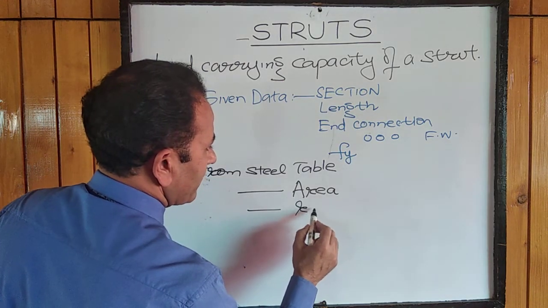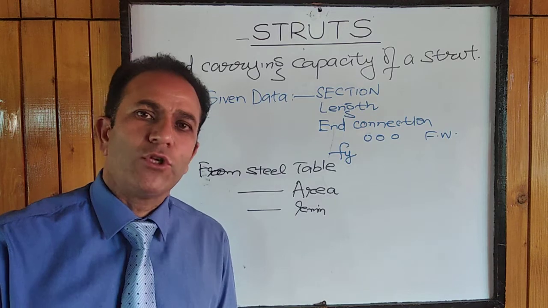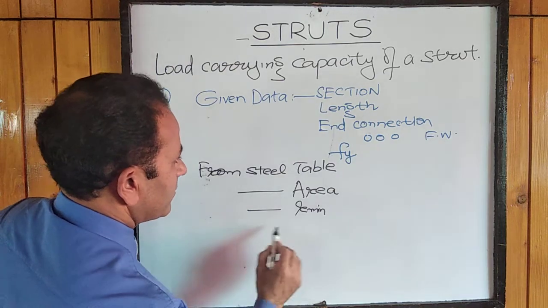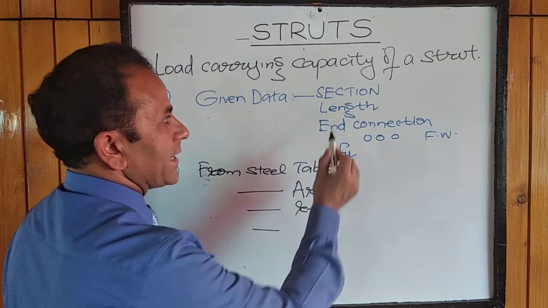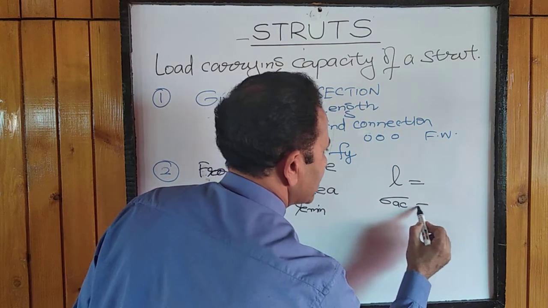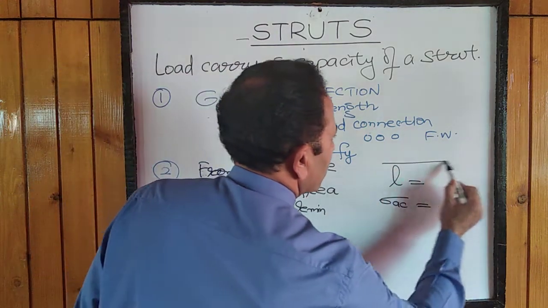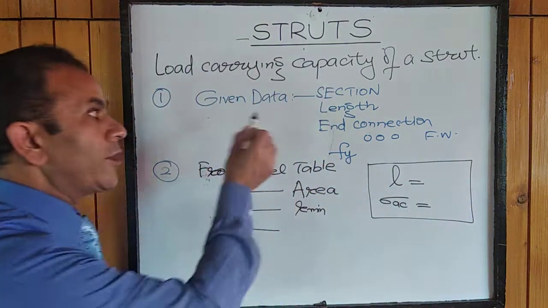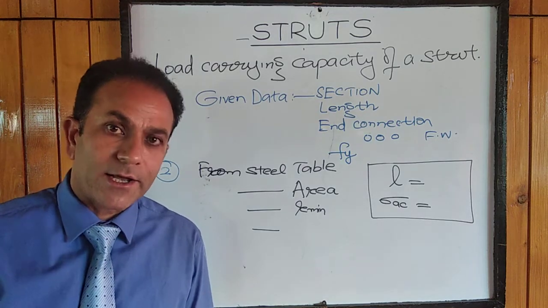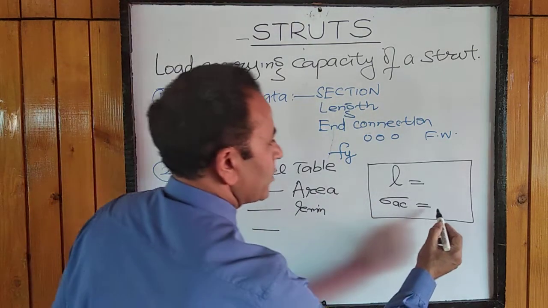Then we'll find out r minimum corresponding to our XX or YY, or even UU and VV axes, the minimum radius of gyration. We'll see for this particular case, the section is given, what L we have to take from the IS code, and whether sigma AC is to be modified or taken as the full value from the steel table. We'll find this out from the IS code corresponding to the condition given: continuous member, discontinuous member, single angle, double angle, and corresponding to the end connections also. So we'll find out this L and whether sigma AC is to be modified or not.